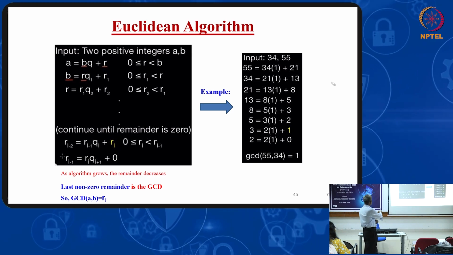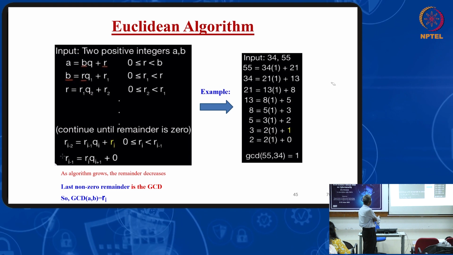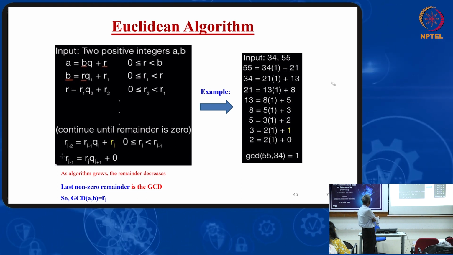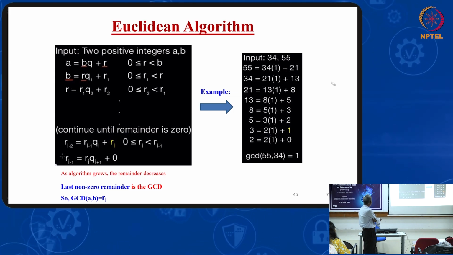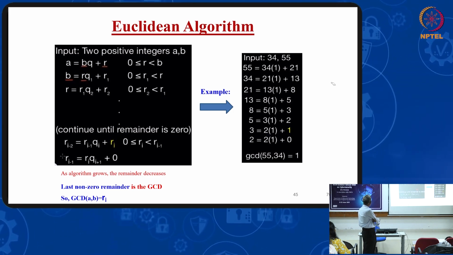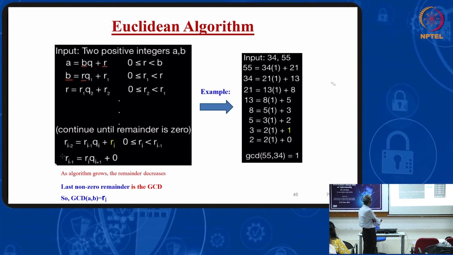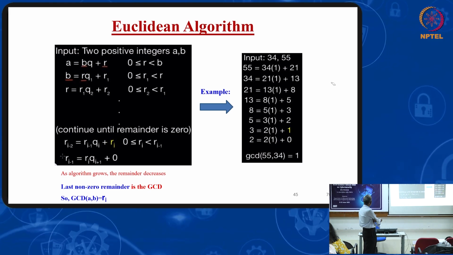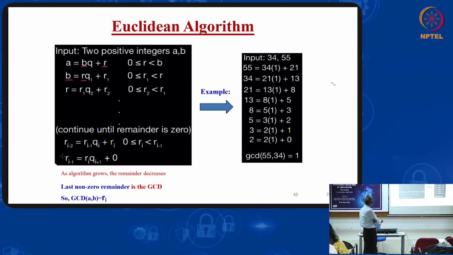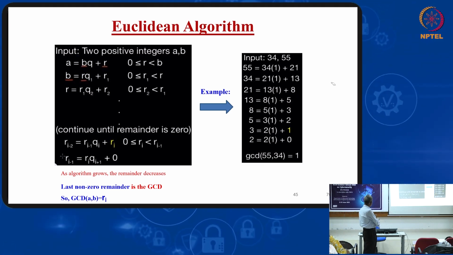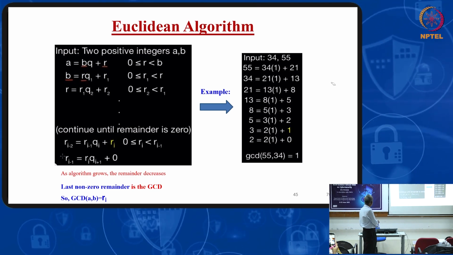Using that algorithm, the greatest common divisor between 34 and 55 is found. You check whether you are able to understand. This is the last B. Last B. This B is becoming the left side. It is 1.